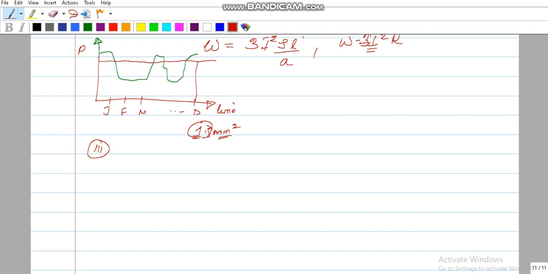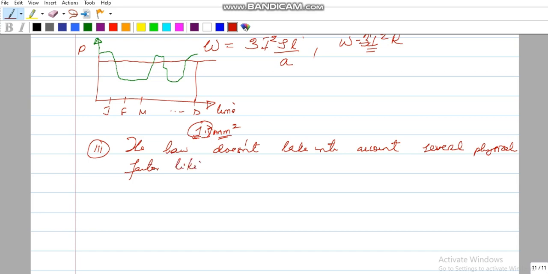So the law doesn't take into account several physical factors like safe current density, mechanical strengths. Unajua kwamba conductor should be mechanically strong, etc.